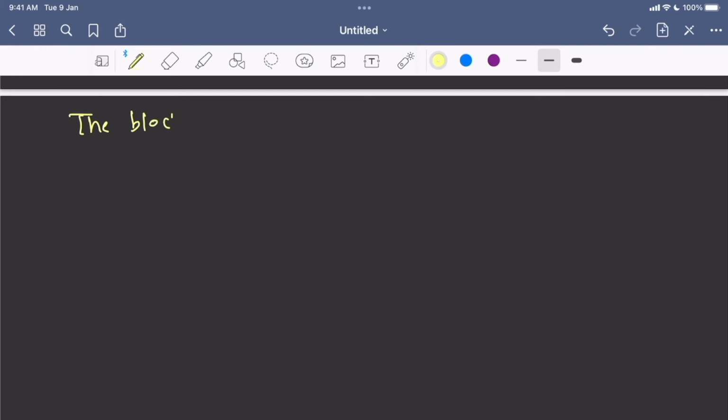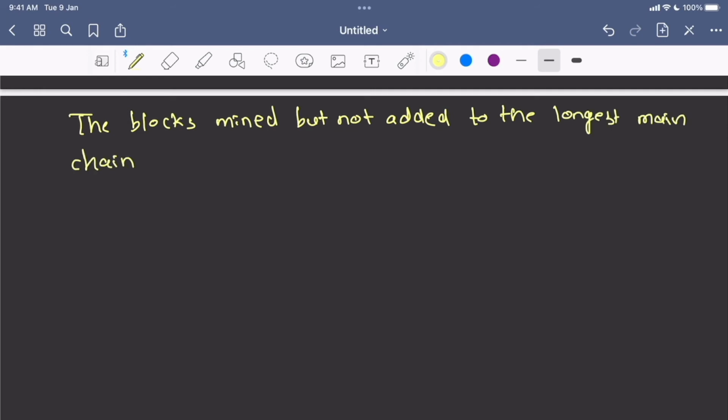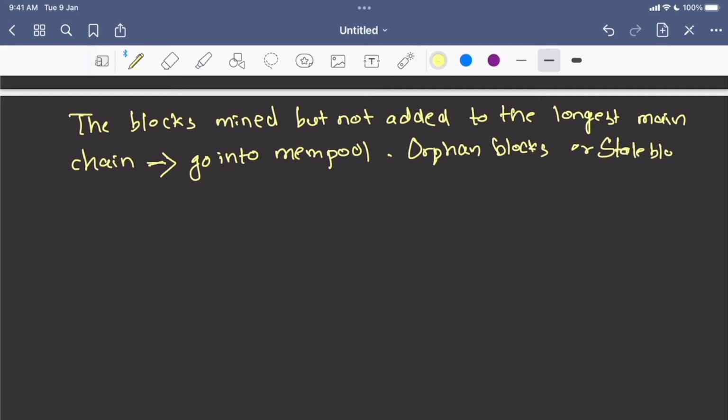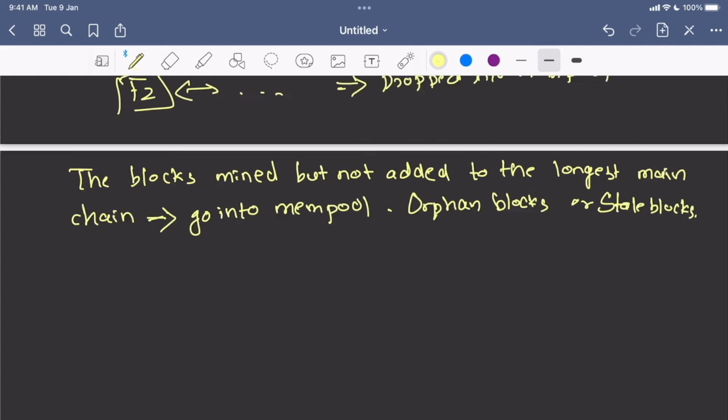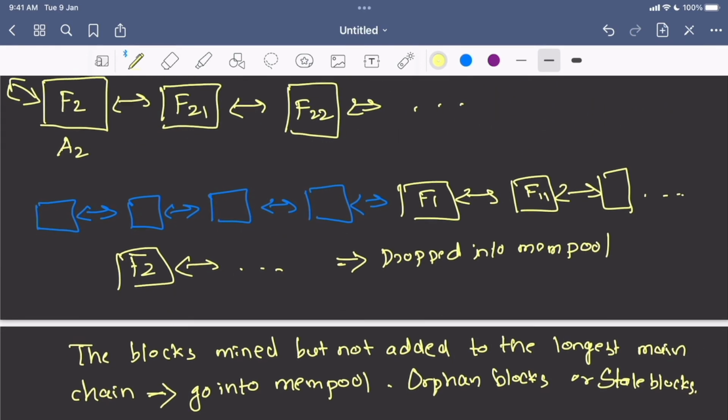The blocks mined but not added to the longest main chain go into the mempool. By blocks, I mean the transactions. These blocks are called orphan blocks or stale blocks. So we saw that F1 was joined in the original chain.